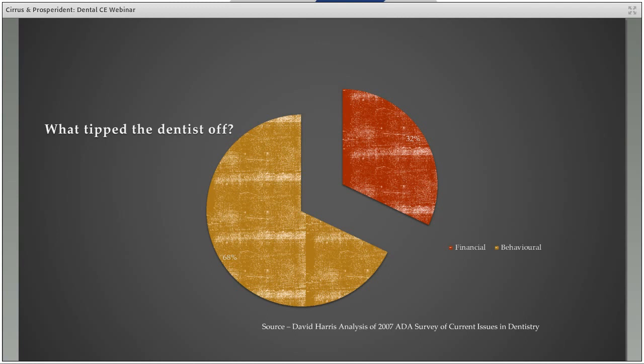Here's what I wish more dentists knew. There are a lot of ways to steal from you, but the way that people act when they're stealing is pretty predictable. The ADA did a study about a decade ago, and they asked dentists who'd been embezzlement victims what tipped them off. 2/3 of them said it was some kind of behavior on the part of the employees, and less than 1/3 said it was some kind of financial anomaly.